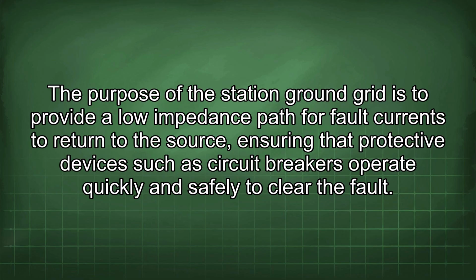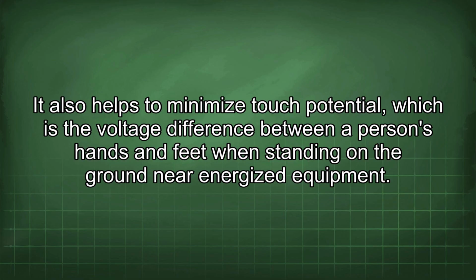The purpose of the station ground grid is to provide a low impedance path for fault currents to return to the source, ensuring that protective devices such as circuit breakers operate quickly and safely to clear the fault. It also helps to minimize touch potential, which is the voltage difference between a person's hands and feet when standing on the ground near energized equipment.